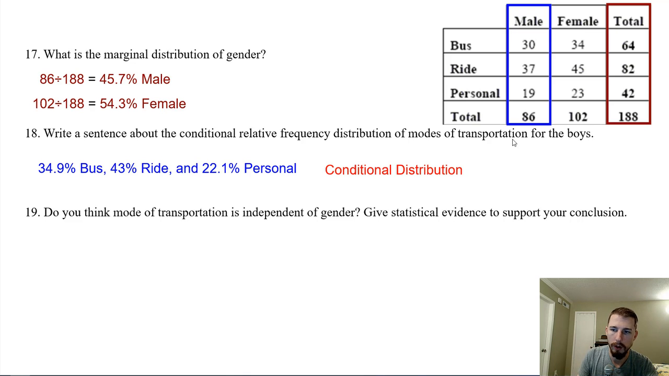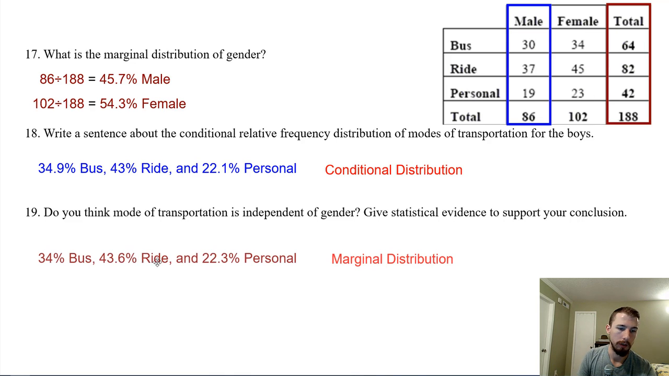All right, do you think transportation is independent of gender? Well, we've already calculated a conditional distribution, so if we compare that to a marginal distribution, then we can see if they're the same. So let's go ahead and do the marginal distribution. We'll do 64 out of 188 for the total, and that's done here for you. Then compare these two numbers.